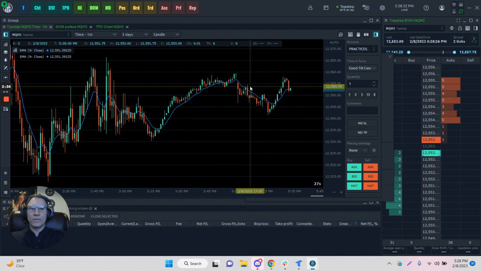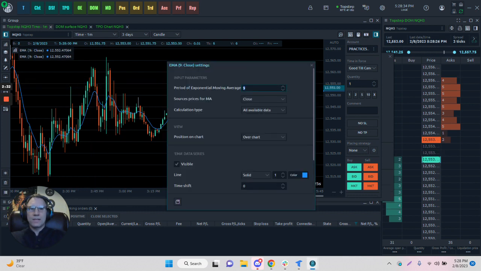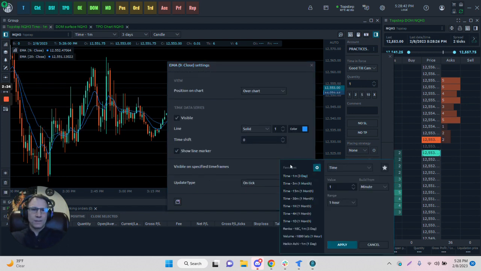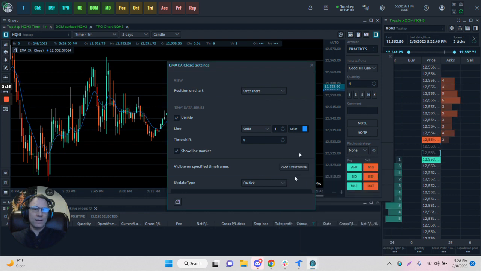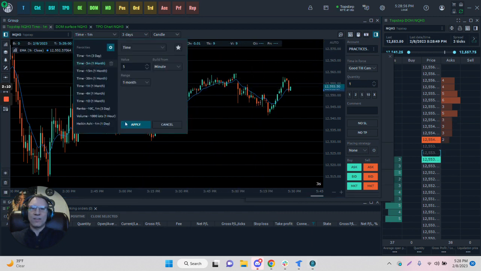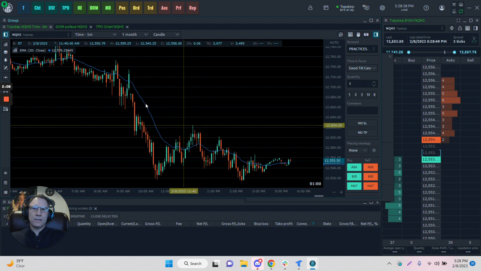Exponential moving average. Now this is a 9, but since this is going to be on a larger time frame, let's increase this. Let's make it a 20. So now we're going to have a 20 period EMA on a 5-minute chart. There we are. 5-minute, apply. Now we see the 9 here, and we go to our 5-minute. We will see the 20.